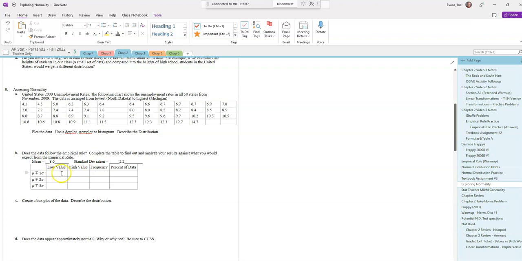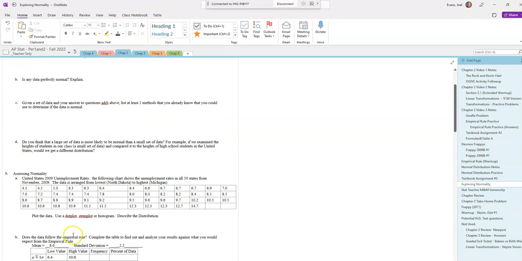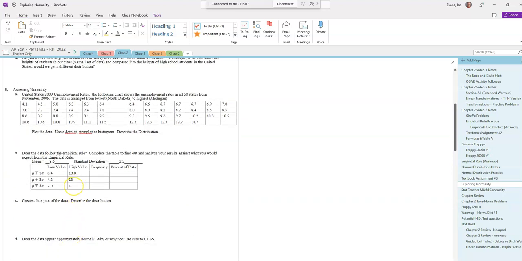So I'm going to take my mean and I'm going to subtract 2.2. So 8.6 minus 2.2 is 6.4. And then I'm going to subtract another 2.2, which is 4.2, and subtract another 2.2, which is 2.0. And then I'm going to do the high values. This is 8.6 plus 2.2, so that would be 10.8. Then I'm going to add another 2.2, so that would be 13. And then I'm going to add another 2.2, which would be 15.2. So those are my low and my high values.